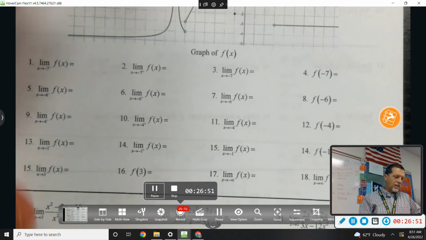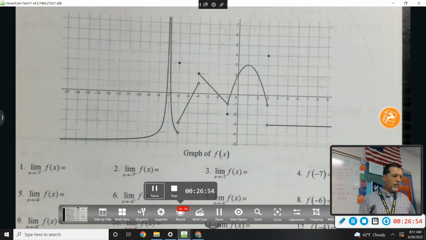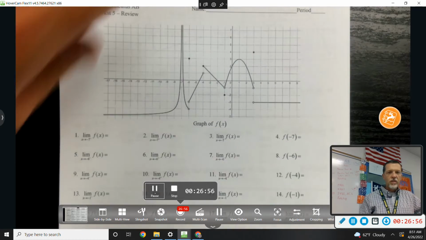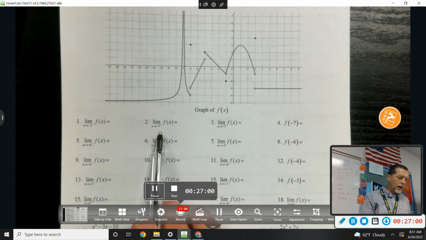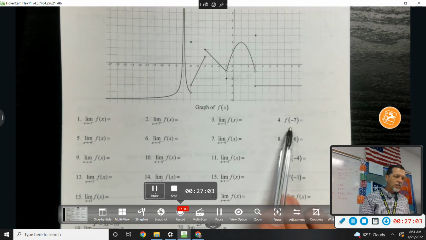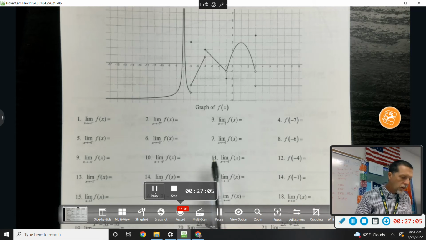The test has a ton of questions like this first page. I don't think the graph is the same, but the questions are similar, and they're also in groups of 4 where it's a left limit, a right limit, an overall limit, and then the function. So at -7.